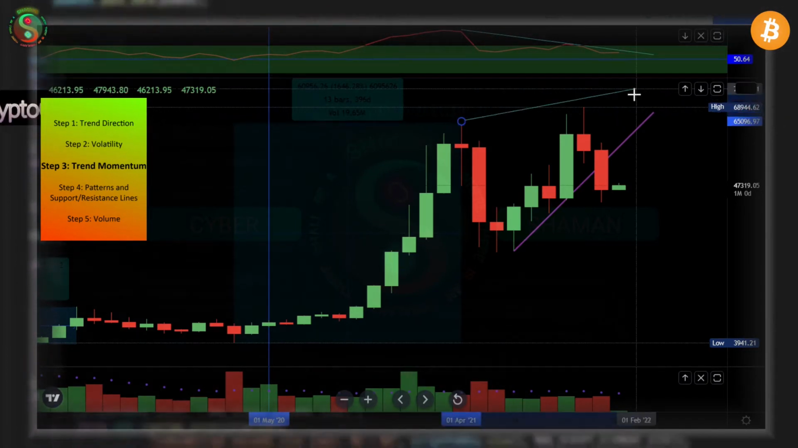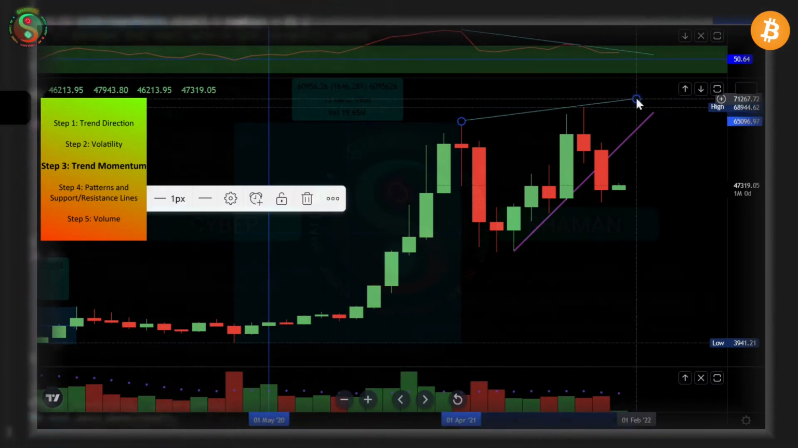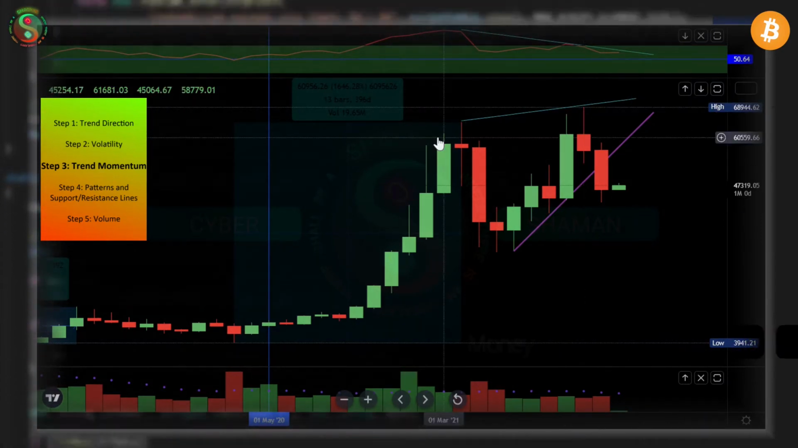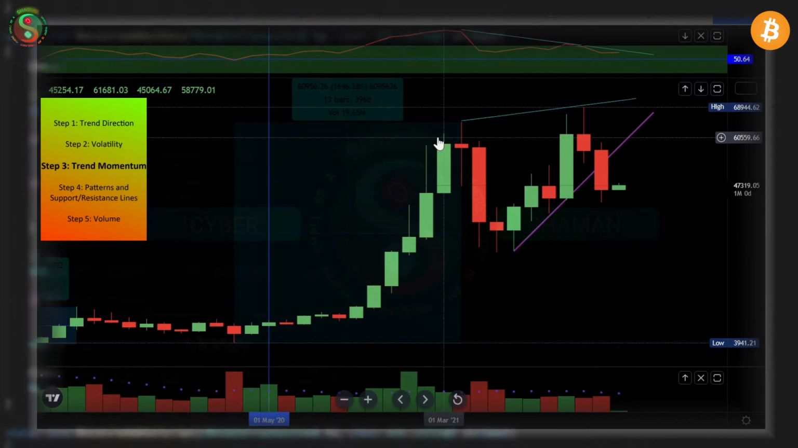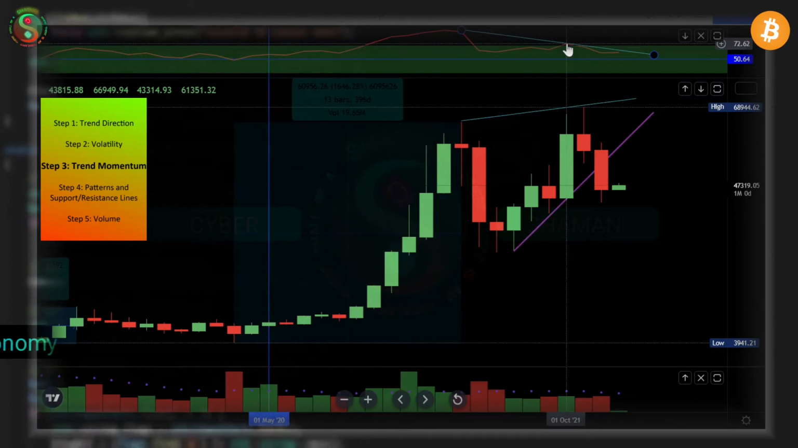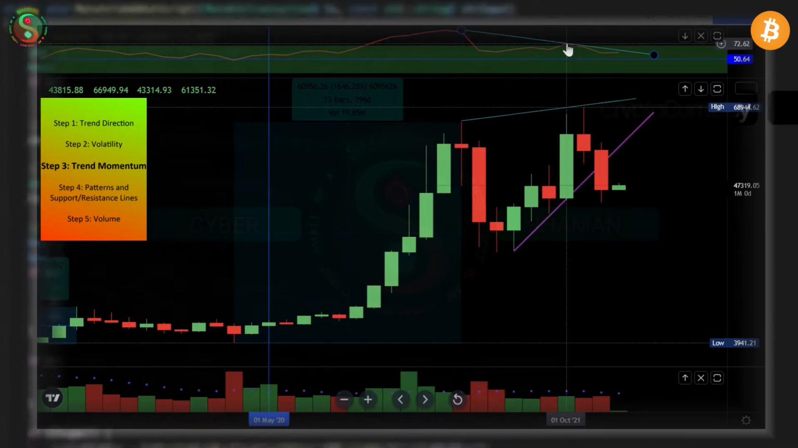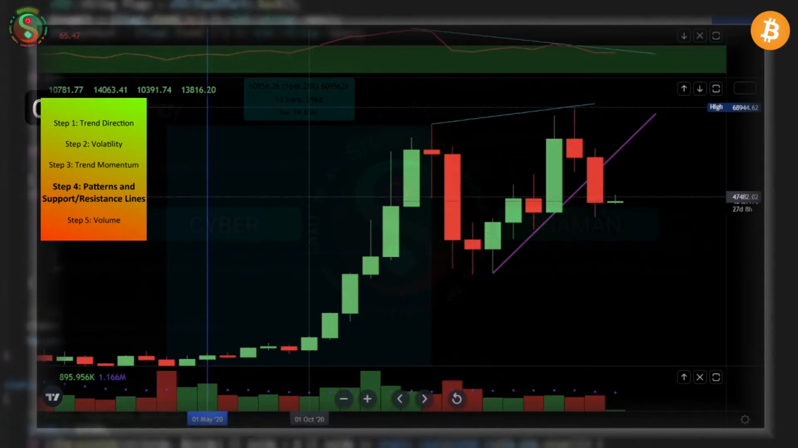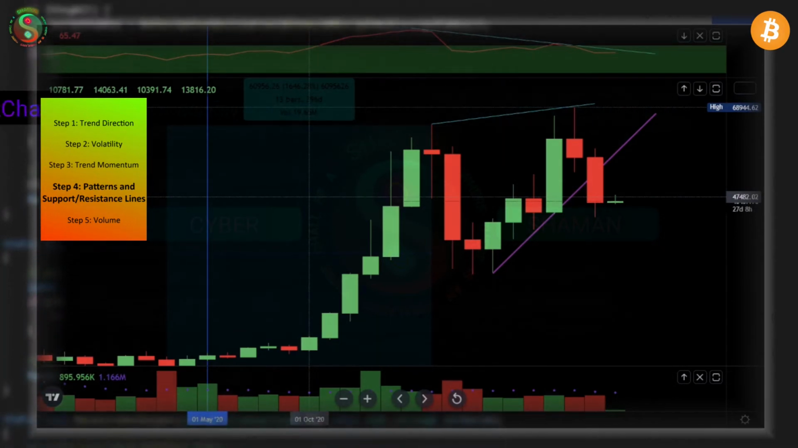Price created a higher high recently, but RSI created a lower high. I don't like to talk about bad news, but that's a warning sign. Step 4: now we search for patterns and support and resistance lines.